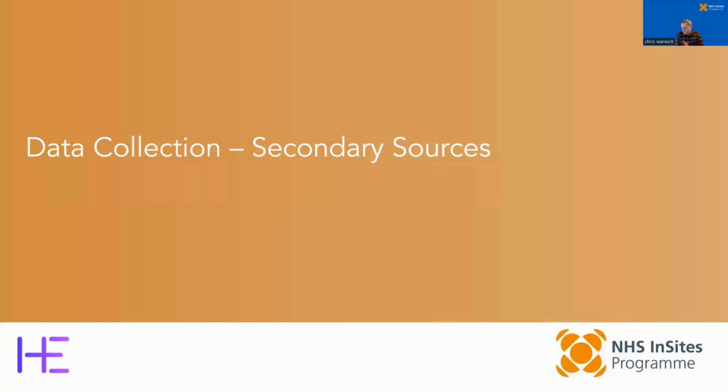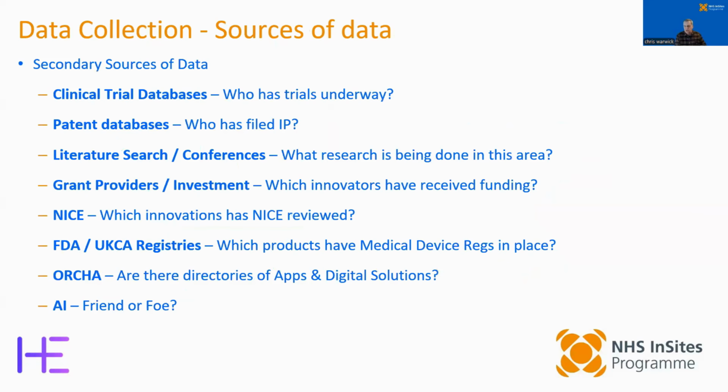So the first thing to look at is sources of data and data collection. And the first thing we're going to look at is secondary sources. What we mean by secondary sources is data that's already out there, data that you don't need to go and find by interviewing people. There are numerous sources of secondary data, and we're going to go through each of these in turn just to highlight what's out there.